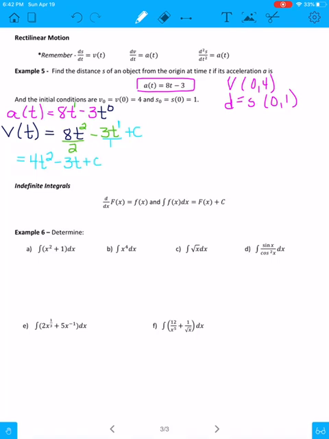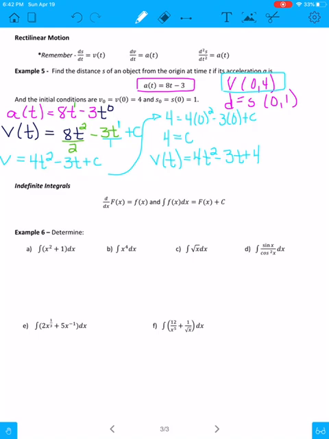I don't know what that c is, but they gave me a coordinate off of the velocity formula, so I can plug that in for v and for t, and solve for c. So I'm going to go 4, because that's my v, or my y, equals 4 times 0 squared minus 3 times 0 plus c. And so I'm going to get 4 equals c, because the rest is going to cancel. So now my velocity formula is actually 4t squared minus 3t plus 4.